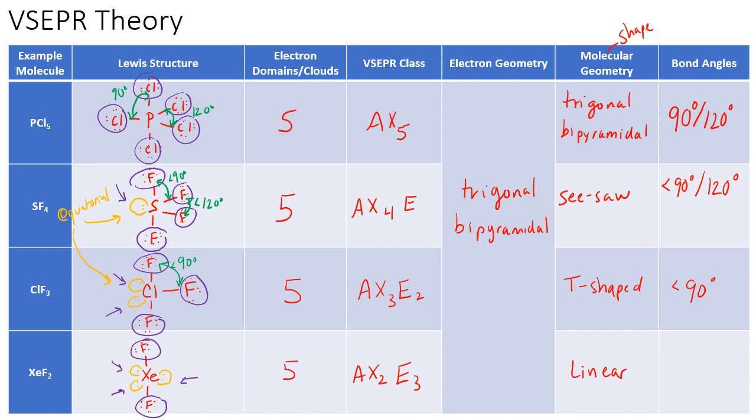So we could have linear if we had just AX2, or we can have a linear molecule if we have AX2E3. The bond angles for a linear molecule we already saw were 180 degrees apart. So now we're measuring the bond angle between our 2 axial fluorine atoms in this case. And those are 180 degrees apart.